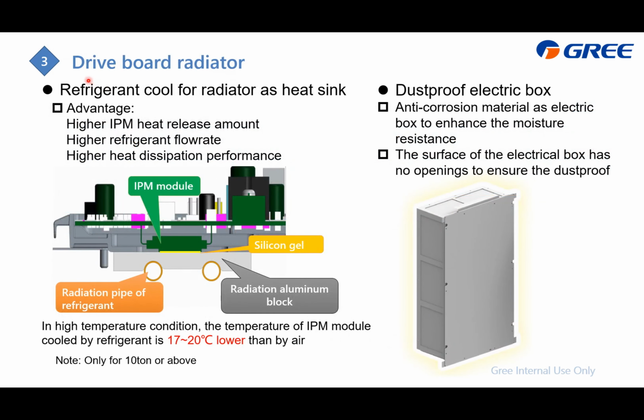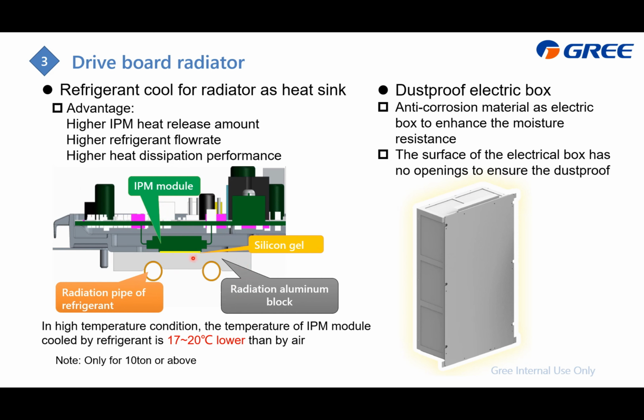Next is the dry ball radiator. For this one, we adopt the dry ball to drive the compressor, which on its side will generate lots of heat, especially at the IPM. For this one, we adopt the refrigerant to cool it down, which is this. This is the compressor dry ball, and this is the IPM module.